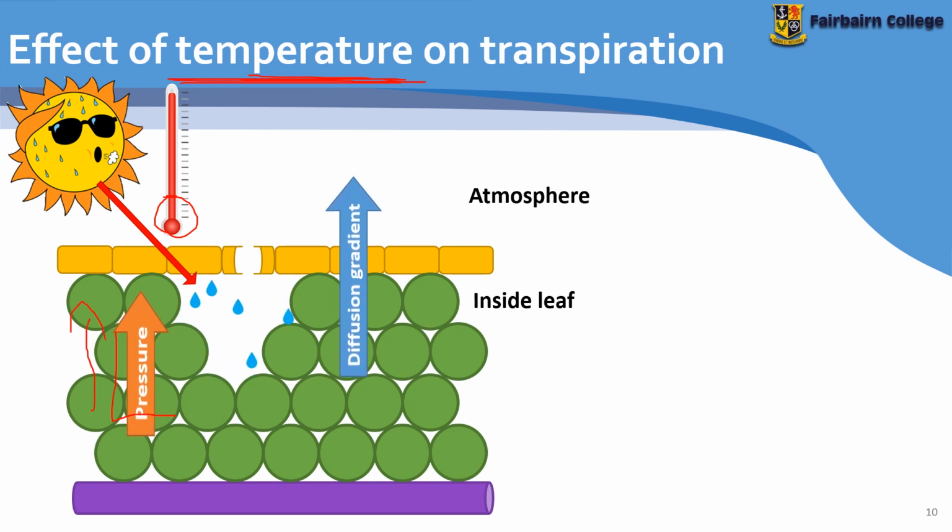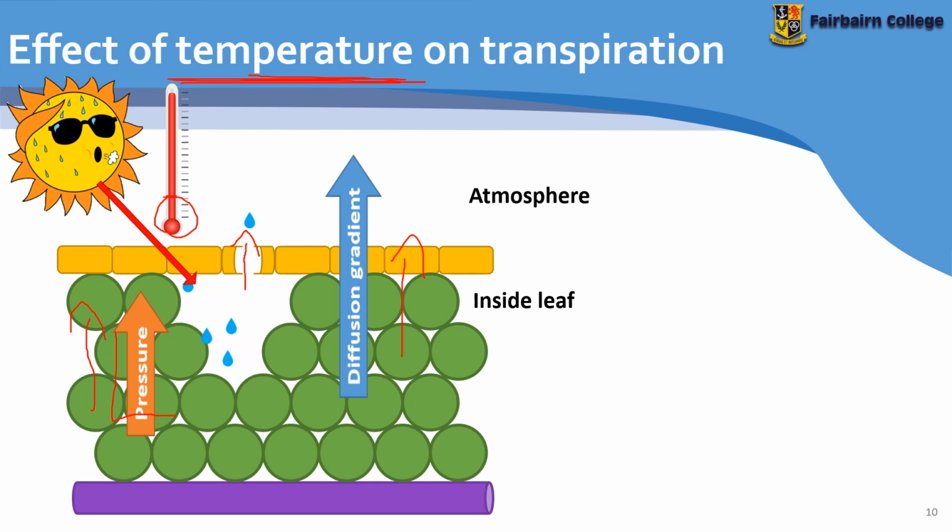which means they bump against each other more, which means the pressure increases. And if the pressure increases, the diffusion gradient increases. And if the diffusion gradient increases, it means more water is going to escape out of the plant. So it's basically like having a balloon. The more you blow up the balloon, the greater the pressure inside of the balloon, and if you let go of the balloon, the faster that air will rush out of the balloon. So the same thing happens.